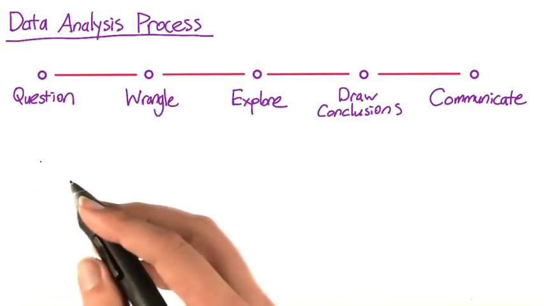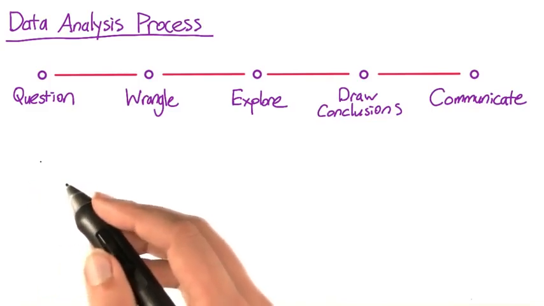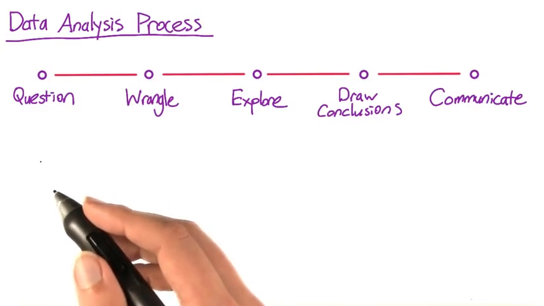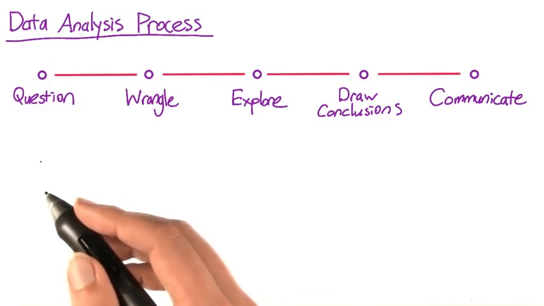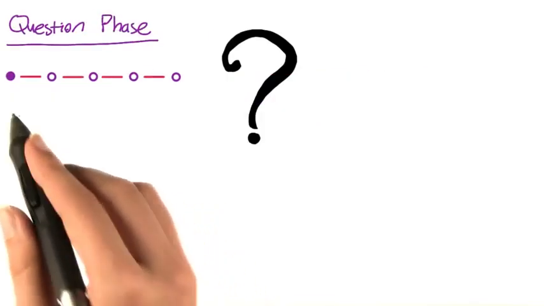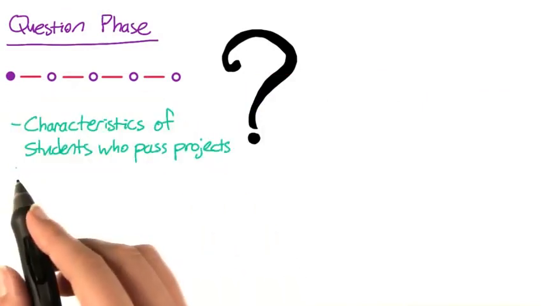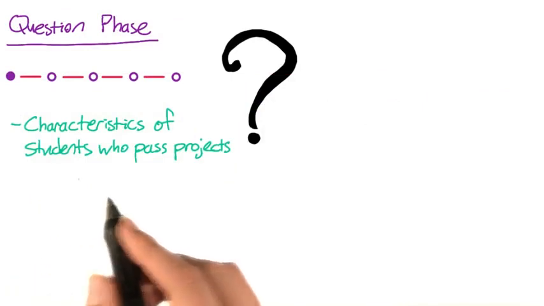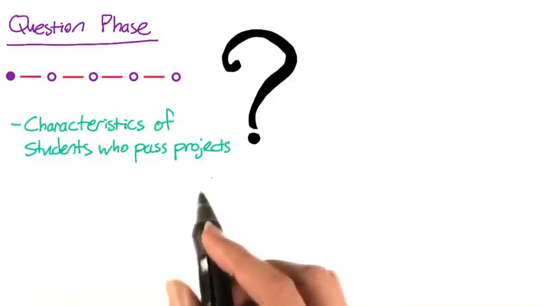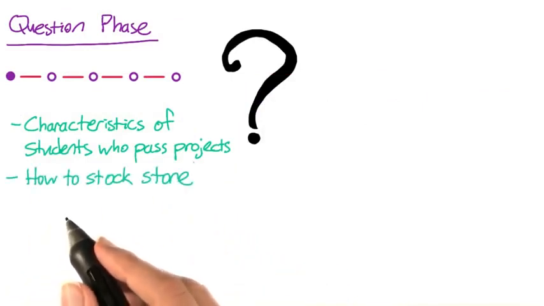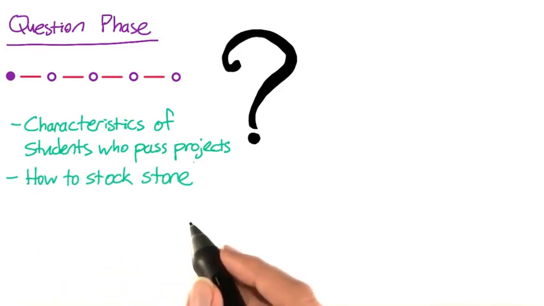So what are the steps involved in these types of projects? Before you jump in and write a fancy algorithm, you'll want to spend some time getting familiar with your data. The process begins with a question you want to answer or a problem you want to solve. This might be something like, what are the characteristics of students who pass their projects? Or, how can I better stock my store with the products people most want to buy?